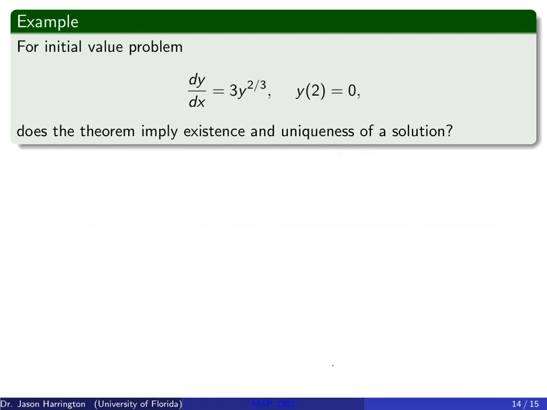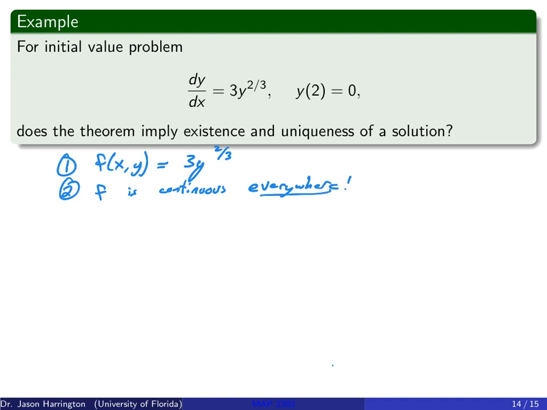Now let's take a look at this particular initial value problem, IVP. For this one, it's already set up. First, we have f of x comma y. We already have it in the form where dy over dx is already isolated. So this is just going to be y to the 2/3. Note here that f is continuous everywhere. So that's not a problem because I'm taking the cube root and then I'm squaring it.